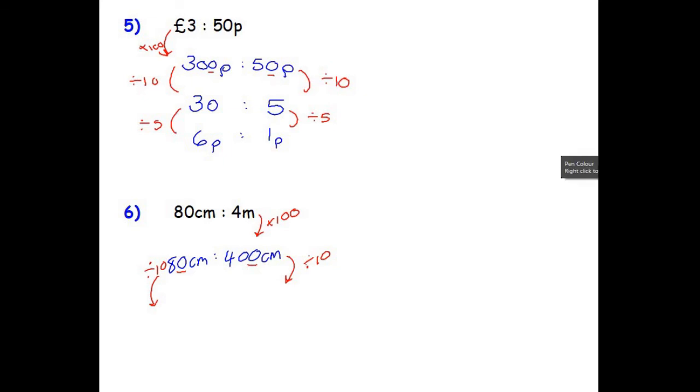So 80 divided by 10 is 8. 400 divided by 10 is 40. And then 8 and 40, what goes into them? Well, actually 8 goes into both of those numbers. So we could divide them both by 8. And the answer is 1 centimeter. And 40 divided by 8 is 5. So it'll be 5 centimeters.